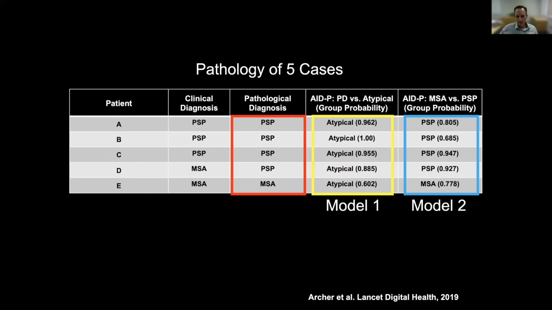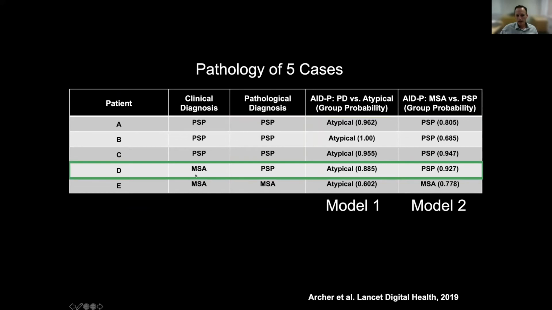However, if you look at case D, you will notice that the clinical diagnosis was MSA, the pathological diagnosis was PSP, and if you look at our algorithm, we correctly identified it as PSP. So even though the clinical diagnosis was wrong, our algorithm predicted it correctly in terms of the pathological diagnosis.